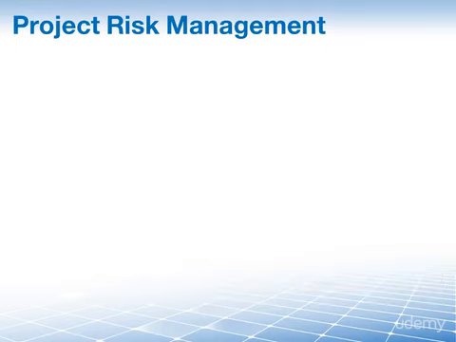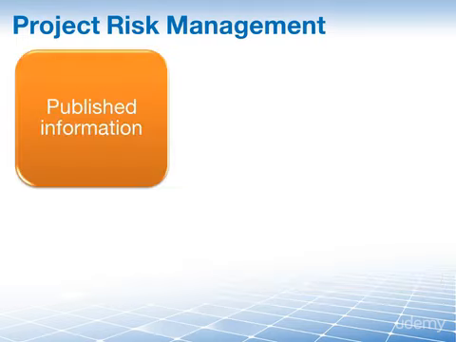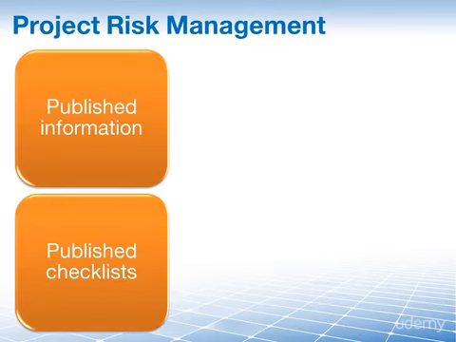And then our next 2 examples are the published information as well as the published checklists. Very close to each other. They both come from the identify risks process. That's where they exert most of their influence. What happens here is this. All projects have a certain amount of risk.